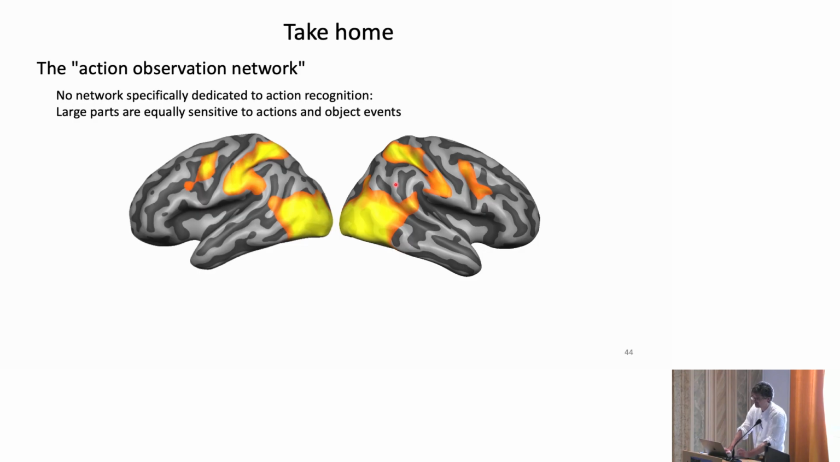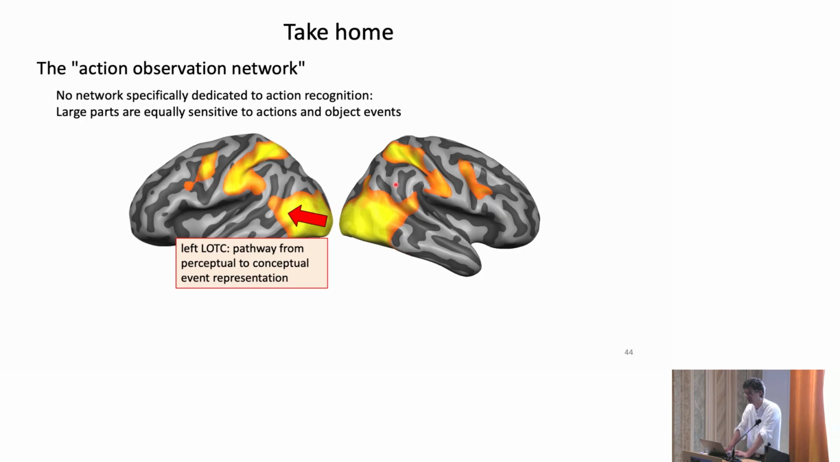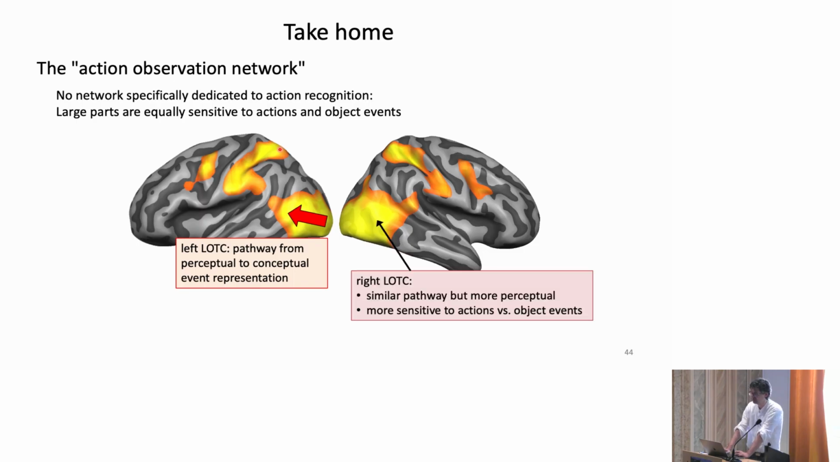Now, what specifically have we learned about these regions? First, I hope I've convinced you that there is a lateral pathway in the left LOTC from perceptual action precursors to conceptual action representations and event representations. And also right LOTC contains such a pathway, but this pathway seems to be more tied to perception, in particular to the perception of socially relevant dynamic information. And it's also more sensitive to human actions as opposed to object events.